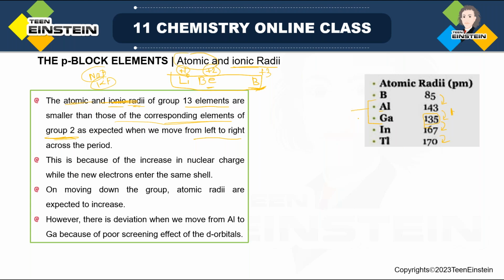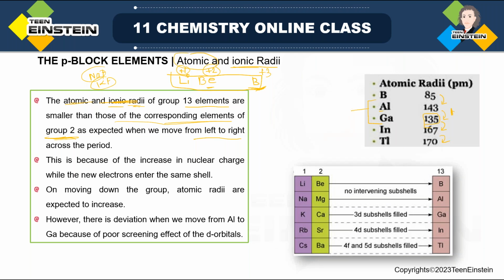But when you start gallium, see this picture we have already seen. So up to this part, no intervening subshells are there. But when it is gallium, there are 10 3d electrons, and because of their poor screening property, the expected increase when you move from aluminum to gallium is overcome by another effect, the poor screening effect. So the nucleus is attracting the outermost electrons strongly, and as a result, the size is decreasing. So the expected increase we are not seeing here.